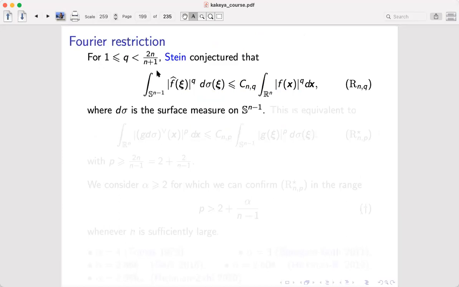So anyway, Fourier restriction. I think I've gone too slow. So the Fourier restriction conjecture is this Stein conjecture that this inequality should hold.